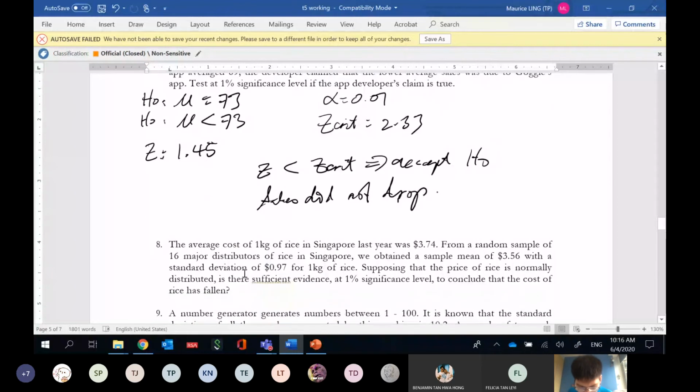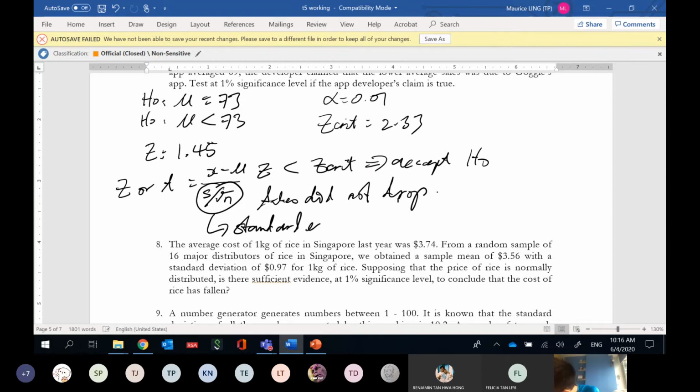Okay, the only thing I have not mentioned is this part. Your Z or T is your value minus the mu, divided by the standard deviation over the square root of n. The denominator here is also known as the standard error. Later we'll talk a little about it if we have time. If not, we'll wait for the next lecture.